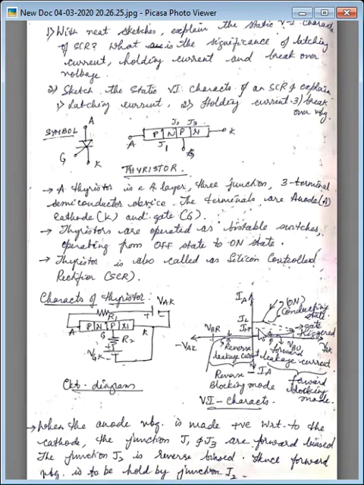For the initial current, the level you are holding is the holding current, IH. When the current reaches the holding current level, the gate terminal as well as the thyristor gets triggered. Up to what level? Up to when it reaches the IL level, that is the latching current level.